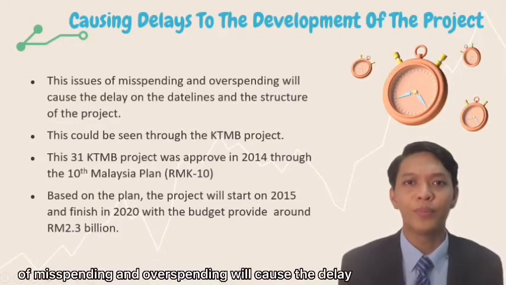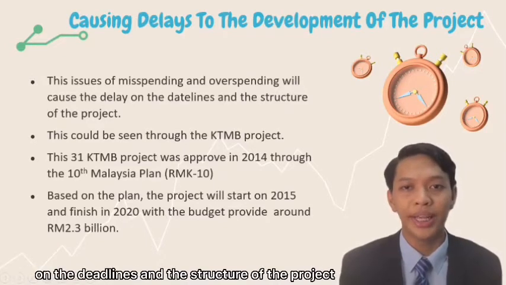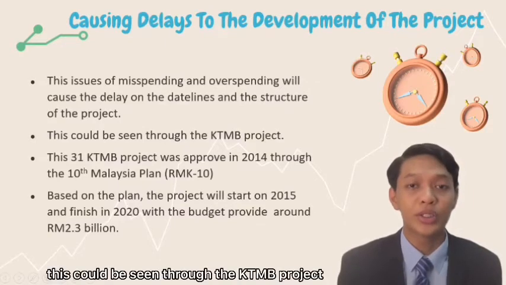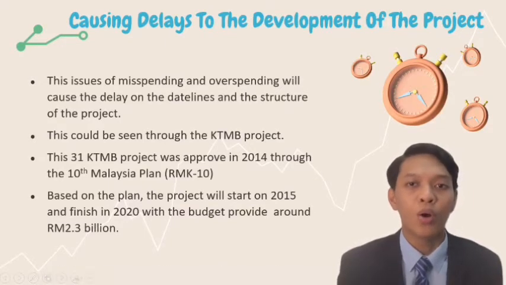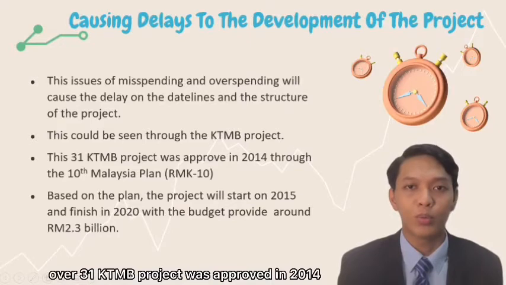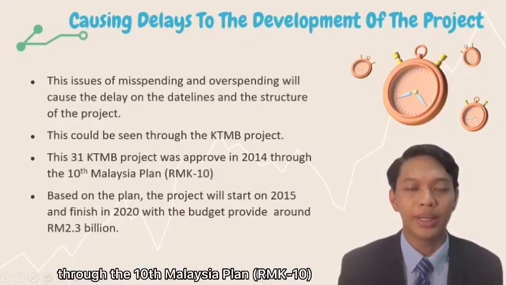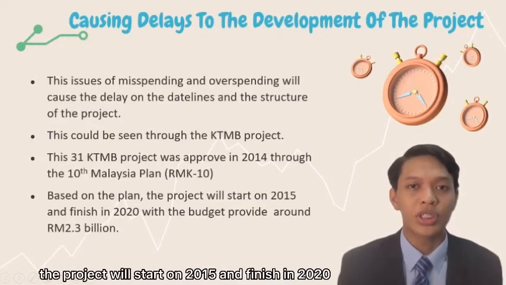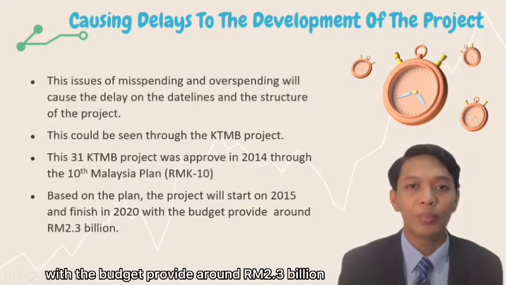These issues of misspending and overspending will cause delays on the deadlines and the structure of the project. This could be seen through the KTMB project. Over 31 KTMB projects were approved in 2014 through the 10th Malaysia Plan, RMK 10. Based on the plan, the project would start in 2015 and finish in 2020 with a budget of around 2.3 billion ringgit.